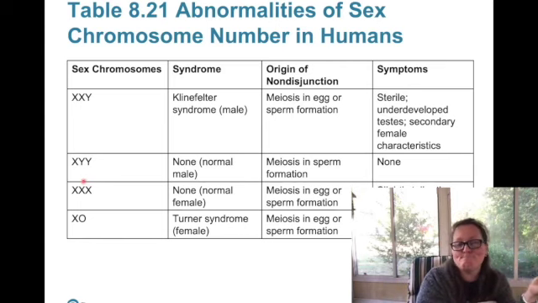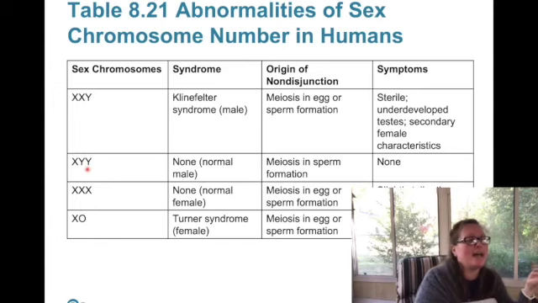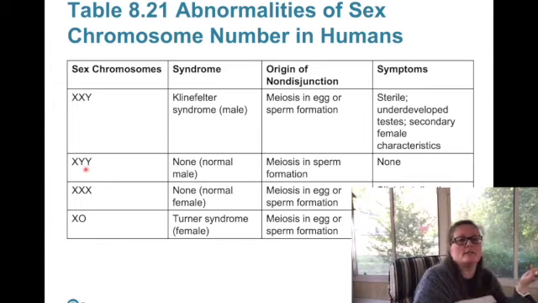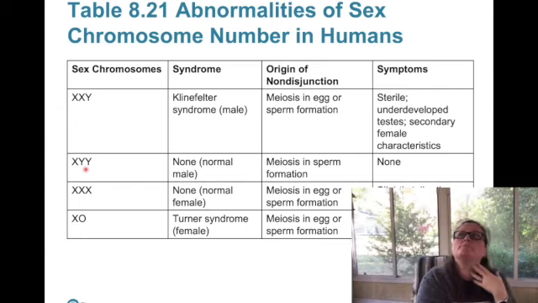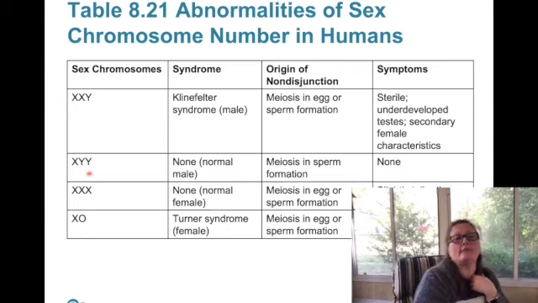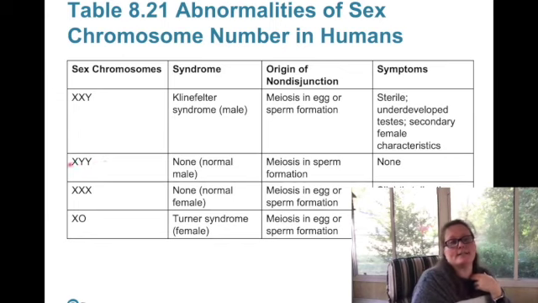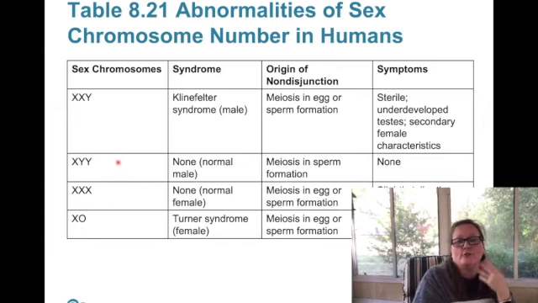XYY, no real big difference, it's just there's an extra Y chromosome. Now, the interesting thing is when they did the studies, they used to think this was a criminal gene because they had guys in jail that had this. But it turned out a lot of guys who have this abnormality tend to be a lot taller, and if you're taller, you're more easily picked out of a lineup. So I thought that was interesting.